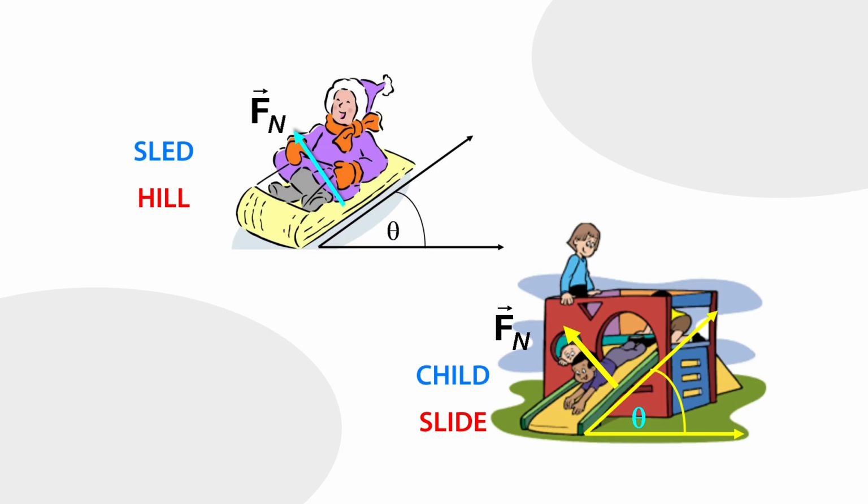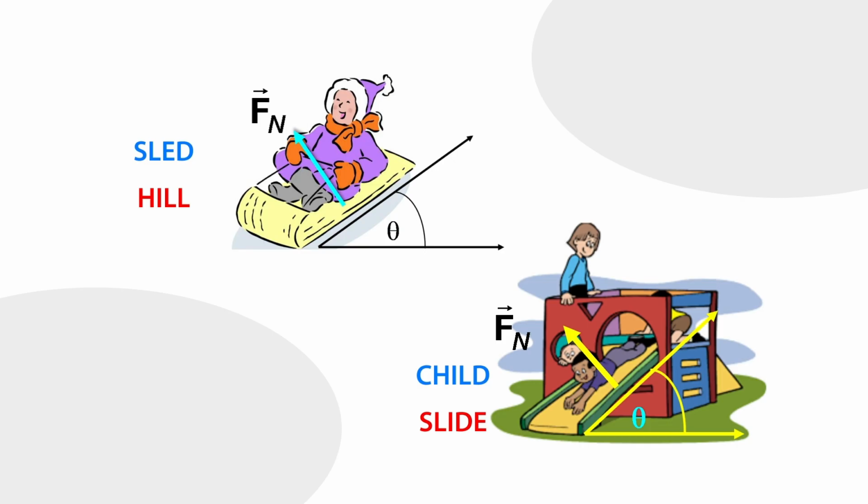So the normal force is perpendicular to the surfaces in contact, as I have shown by the blue arrow here. So you see, you have to remember that the normal force is perpendicular to the surfaces in contact. Here the surfaces in contact are the sled and the hill. The hill is inclined at an angle theta to the horizontal. So the normal force is not perpendicular to the ground anymore. Okay? It is perpendicular to the surfaces in contact as shown by the blue arrow.